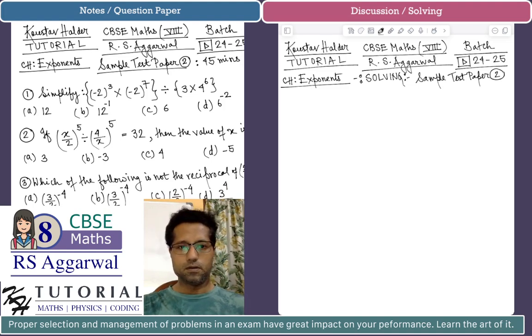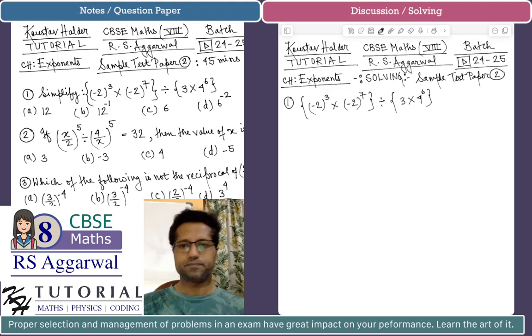Problem number 1 is a simplification problem. We have to simplify the given expression. The expression is minus 2 raised to the power 3 multiplied by minus 2 raised to the power 7, and this whole divided by 3 multiplied by 4 raised to the power 6.